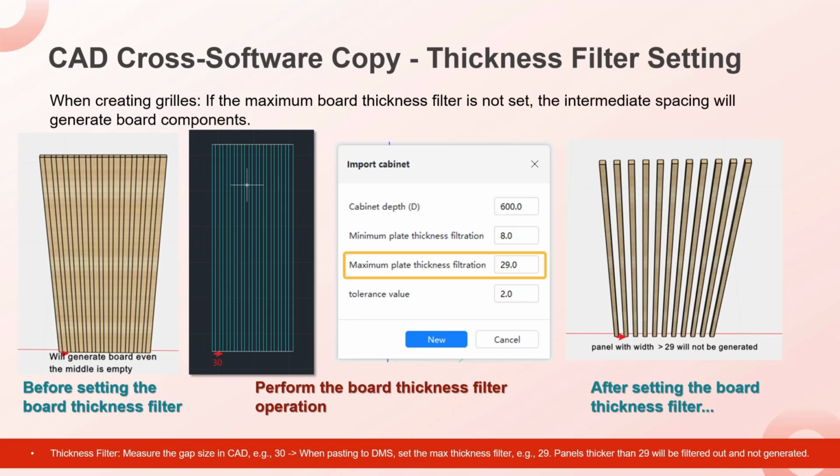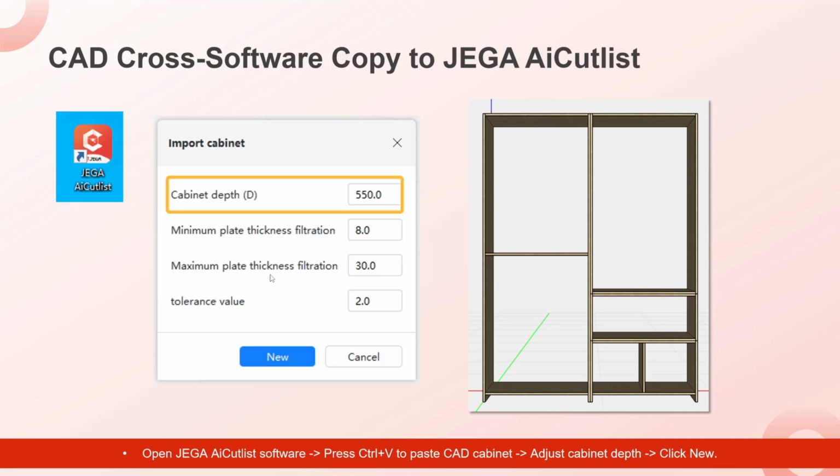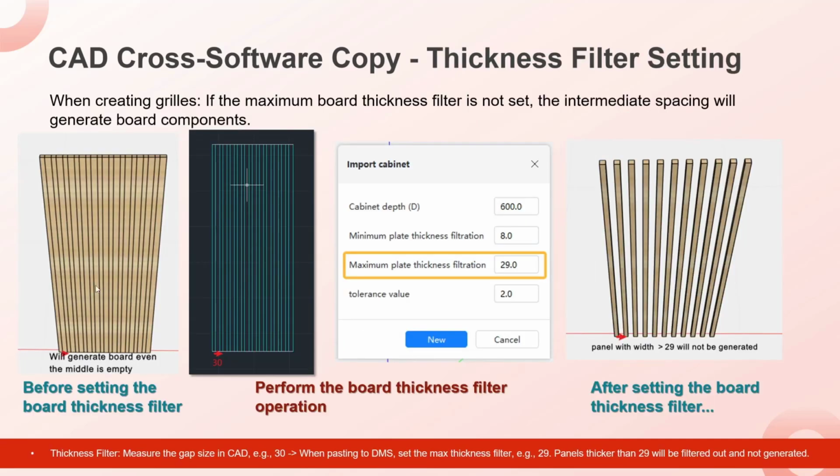Like this one, when you're making some grills, you can see the CAD styles will be like this, and the distance between these two is 30. If you set this maximum panel thickness filtration to 30, then it will not be filtered. Then it will also generate like this. But if you change it to 29 and the width is 30, then it will not generate the panel with width larger than 29. Then you will get this grill. So it's still the same for the minimum. When the panel thickness is smaller than 8, then it will not be generated either.